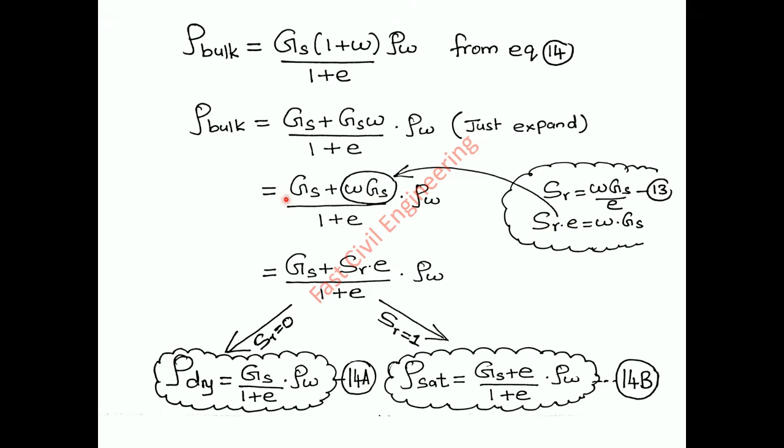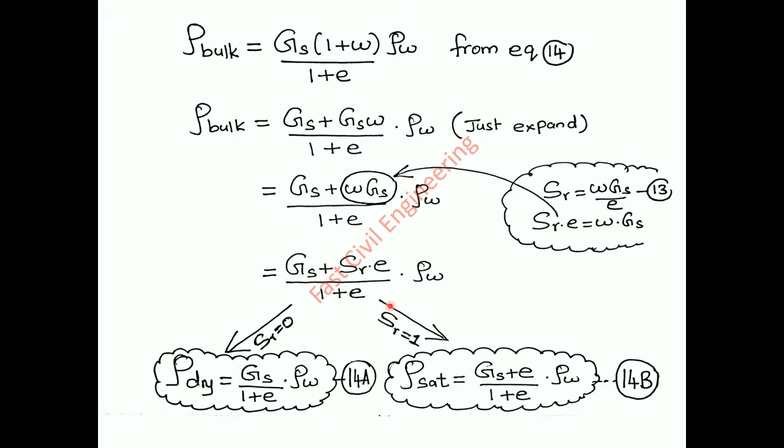SR into E. Then GS plus SR into E over 1 plus E into rho W. Then you already find it. SR is equal to 0. Bulk density is called dry density. Therefore, SR is equal to 0. Put this SR is equal to 0. This is 0. GS into 1 plus E, GS into 1 plus E into rho W. This bulk density changes to dry density.